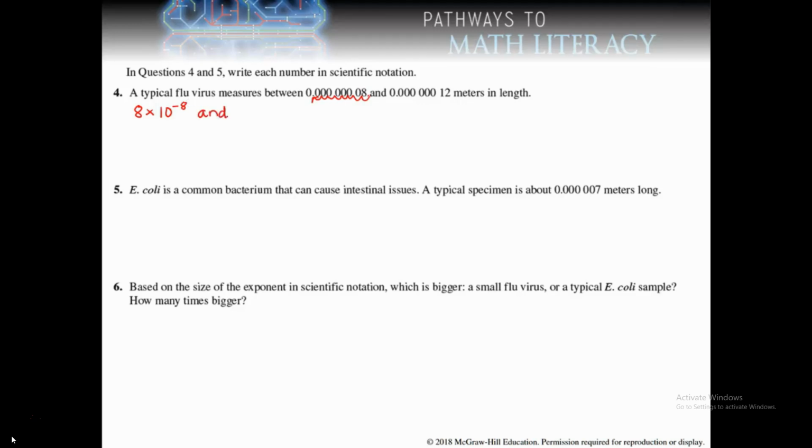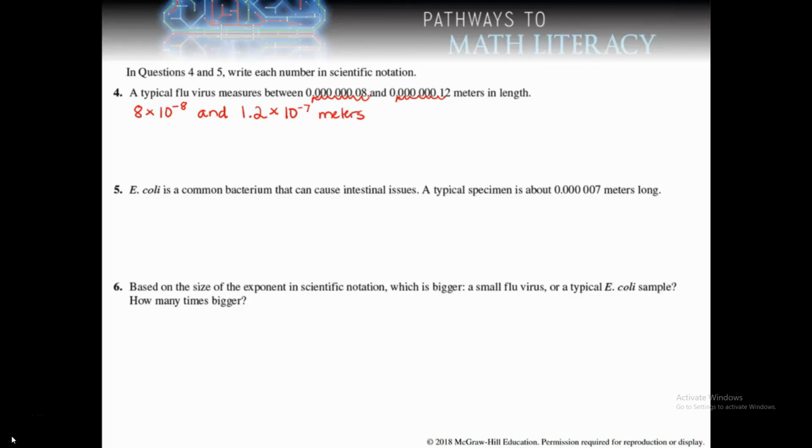And then the larger amount, 0.000000012 meters, we'd again go to the very first digit that's not 0, which is the 1, write 1 and then a decimal point and then all the rest of the digits, 1.2 times 10. And then again, imagine if you put the decimal point after the 1, how many times would you have to move it to the left to get it back where it was? 1, 2, 3, 4, 5, 6, 7. So this will be 1.2 times 10 to the negative 7th.